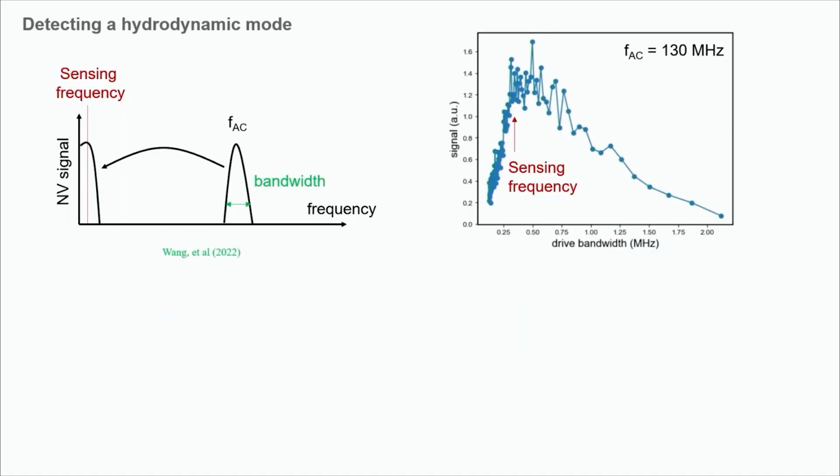Now, what we needed to do is access the higher frequency response function of the material. The way this is done is with a technique that was developed a while ago in the quantum sensing community. The idea is to apply a high frequency excitation, let's say a few hundred megahertz. The sample will respond at that frequency, and then these can be mixed down by the NV center to something that you can detect with a standard spin echo measurement. Shown on the right here, I'm varying the bandwidth of this drive, and you can see a strong peak in the signal when the bandwidth of the drive intersects with my sensing frequency.